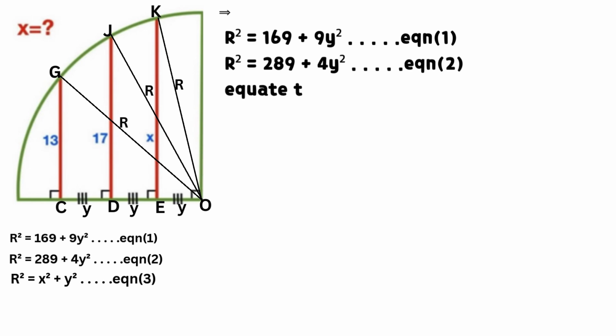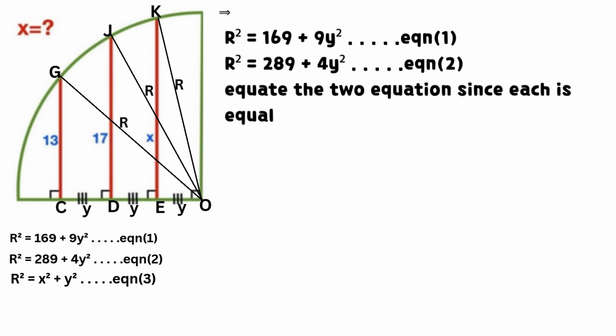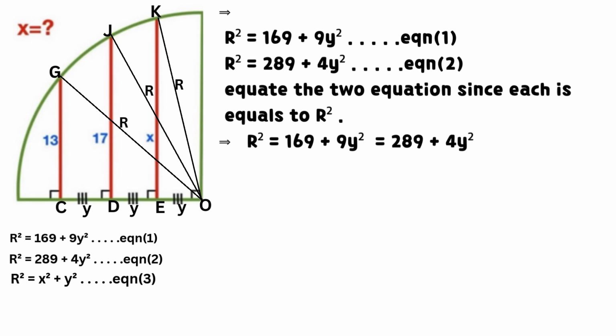This implies that the square of R equals the sum of 169 and 9 times the square of Y. We call it equation 1. Also, the square of R equals the sum of 289 and 4 times the square of Y. We call it equation 2. Equate the two equations. Since each equals the square of R, the sum of 169 and 9 times the square of Y equals the sum of 289 and 4 times the square of Y.